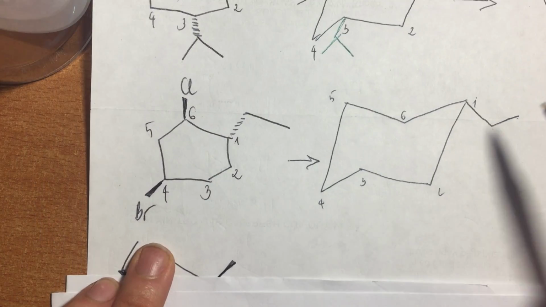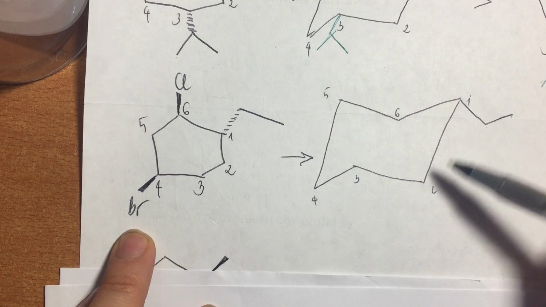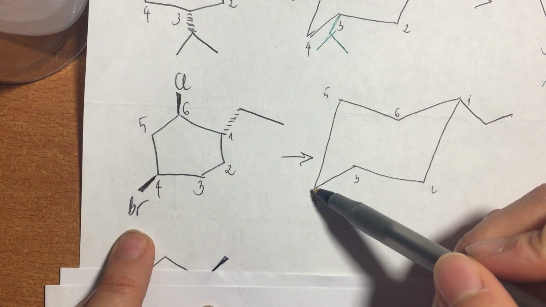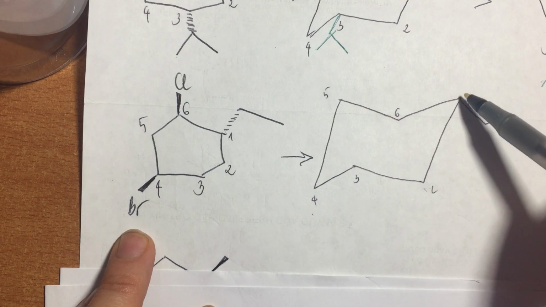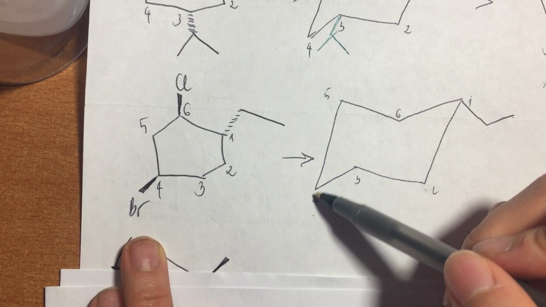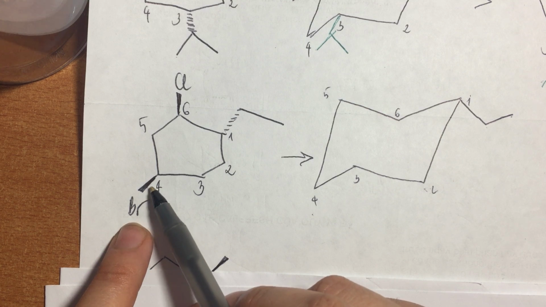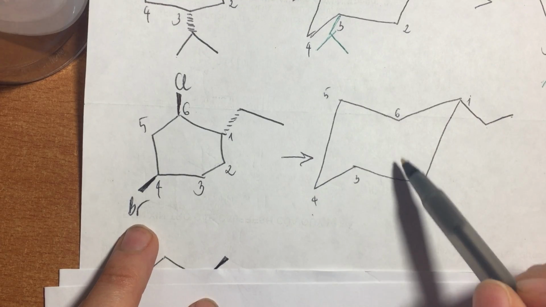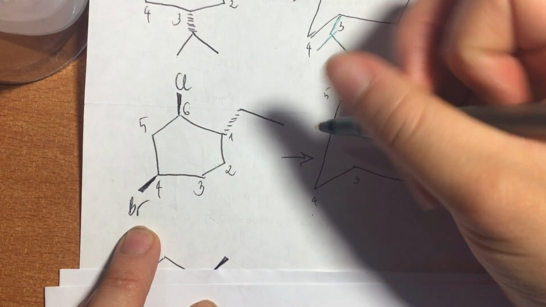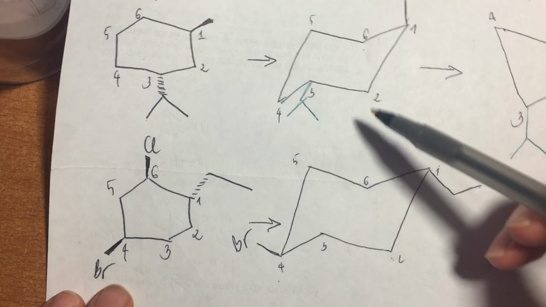And the second one is at number 4, where I have this pointing up. So up, down, up, down. At carbon number 4, I have my axial line pointing down. But this is a wedge, which means I need to put it in a pointing up position. So I can only put it in equatorial, which means I can only put it here. It's Br.